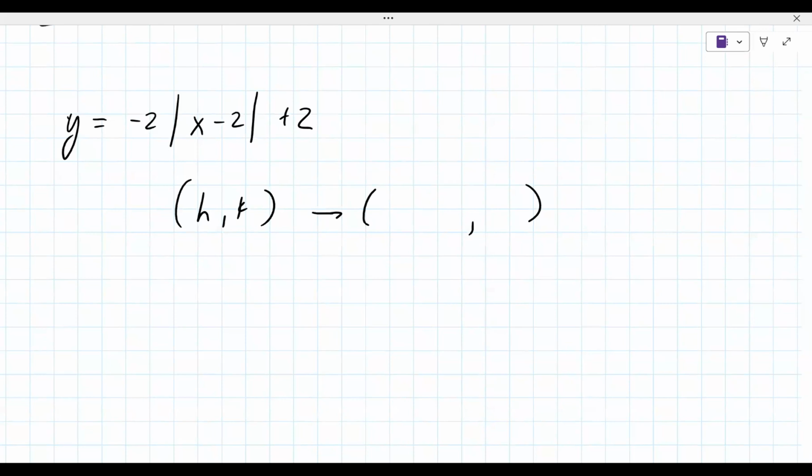Would it be 2 and 2? Yes. So is it up, down, left, right? How many? Right 2, up 2. That is correct. Okay. That's a good start here for graphing.